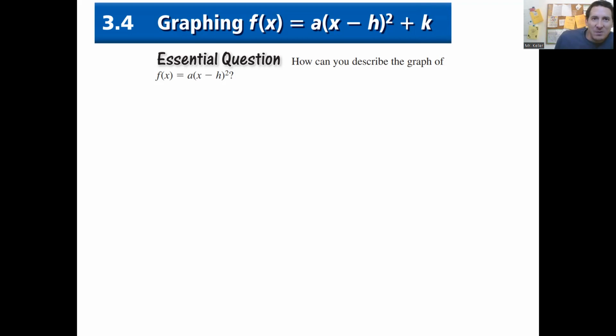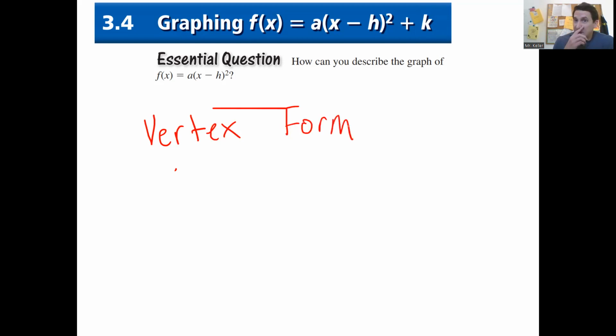All right, IM2 classes. Today we're graphing quadratics, but this is what's called vertex form. Should have this written out. Vertex form. The reason why it's called vertex form is because it makes it very easy to find the vertex and access the symmetry of the quadratic.